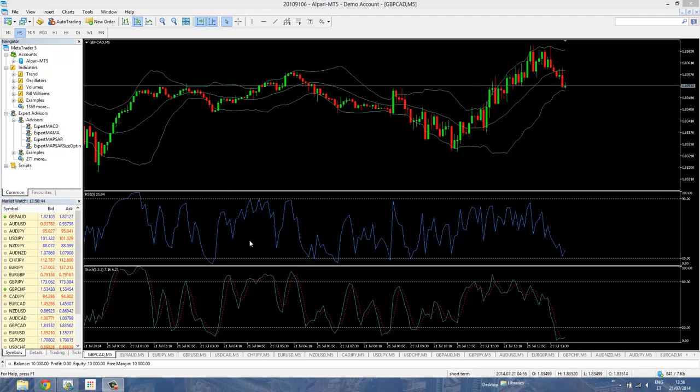Now the RSI is set to levels of 90 and 10 instead of the standard 70 and 30. So this strategy, I'm looking for a crossover in the Bollinger Bands. Also, I want the RSI to hit the levels of 90 or 10. And with the Stochastic, I'm looking for a crossover on the right hand side, preferably below or above these markers of 80 and 20.